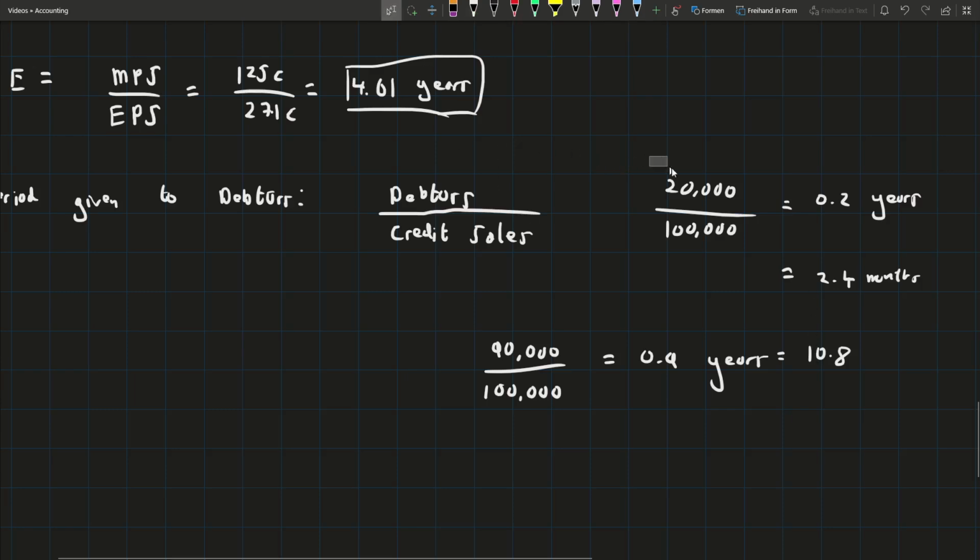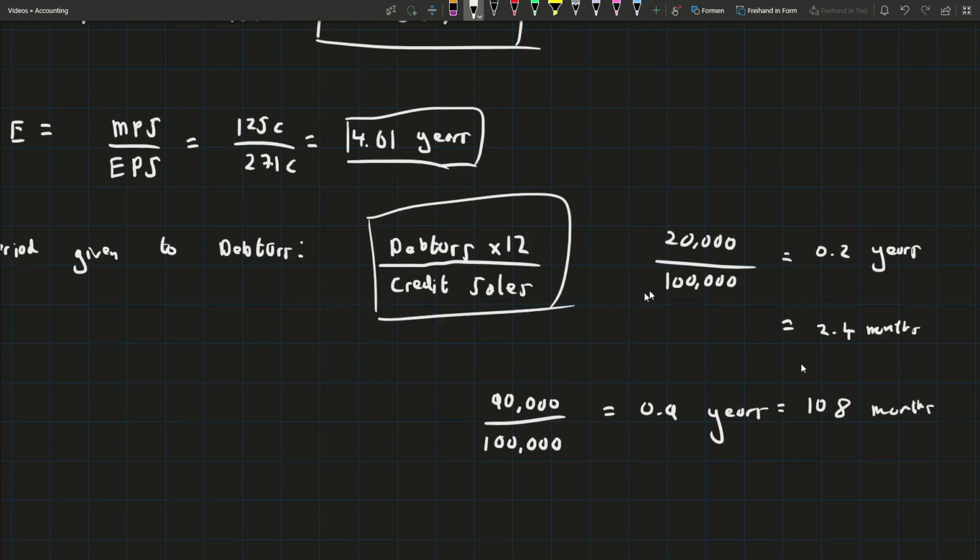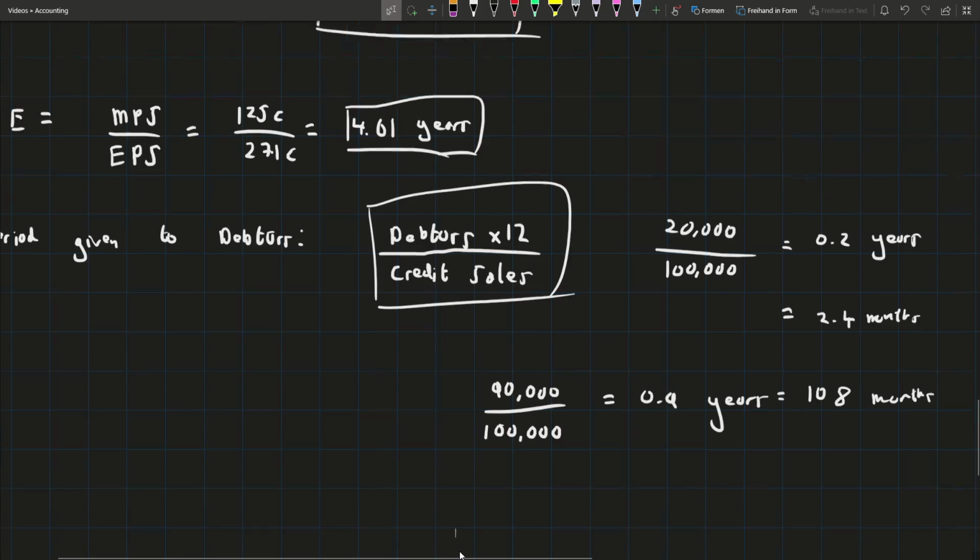Well, obviously, if our debtors is smaller compared to how much we are owed overall, then since it's a smaller amount, they don't need as much time to pay it off. But if it's a bigger amount compared to how many sales we made overall, then they need more time to pay it off, 10.8 months. That's how that ratio works. So because it's usually months, to get months, you multiply by 12, and that's the formula for that. I won't do it out for this because I think that gave you a good understanding of it.